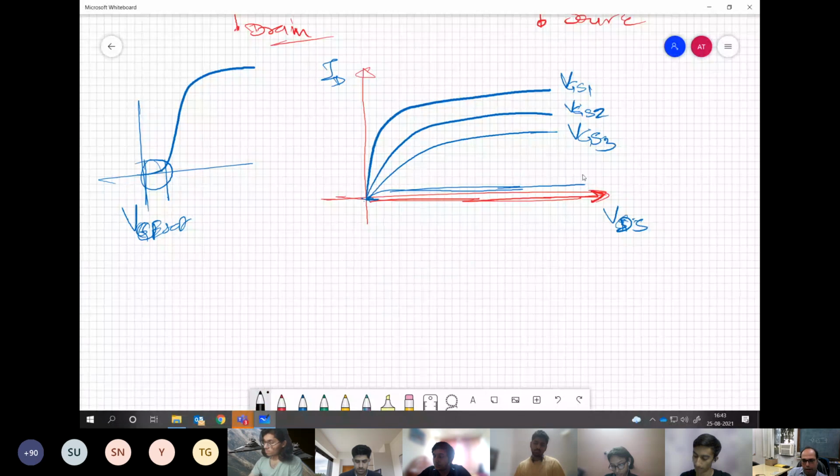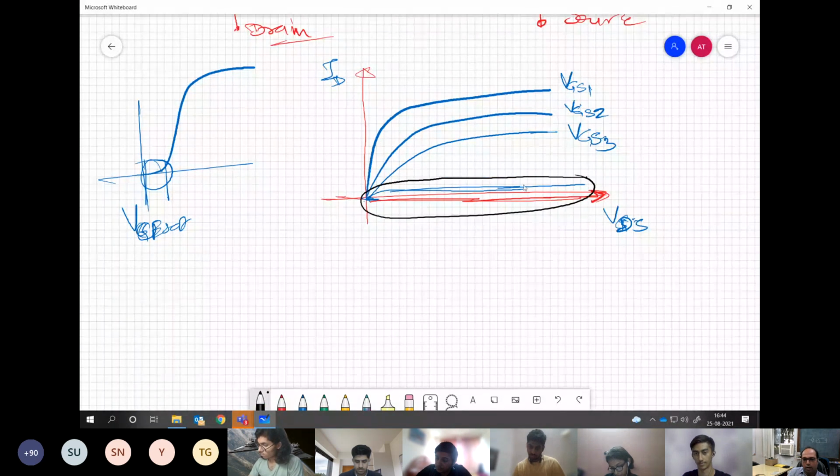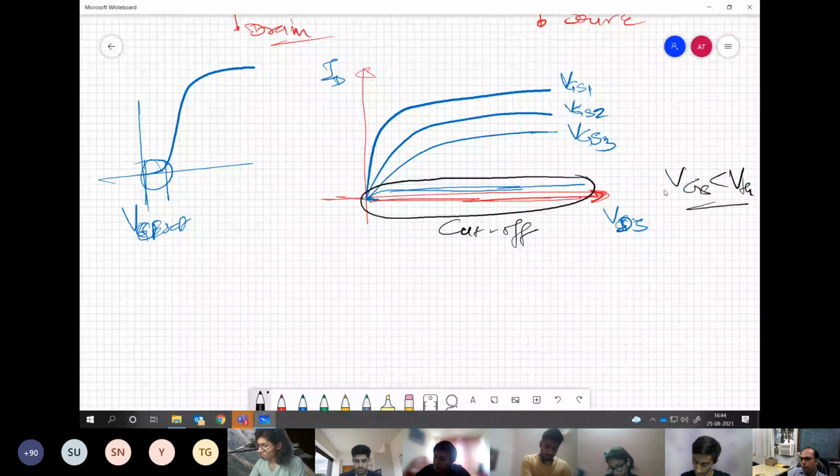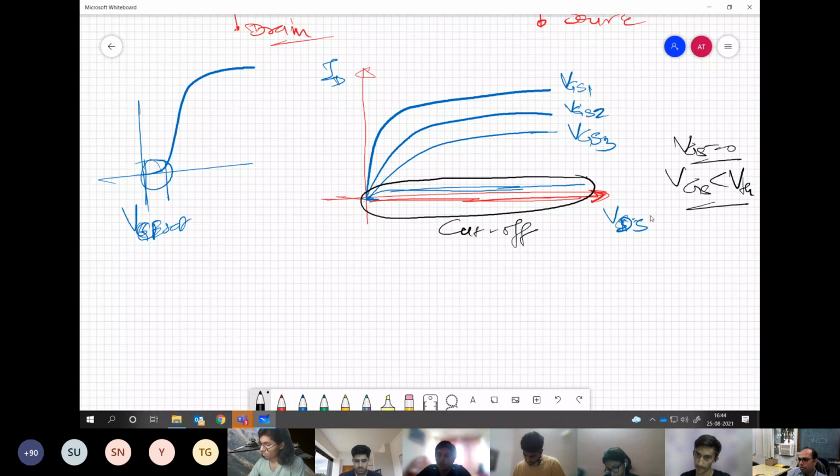So this is our cutoff region, where VGS is less than the threshold value. For simplicity, we keep VGS equal to 0. So then the device is off. There is no ambiguity in that.